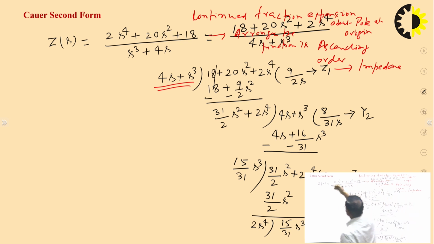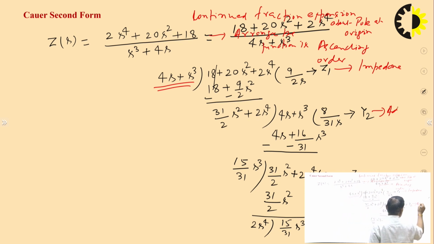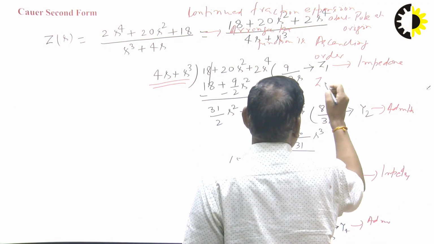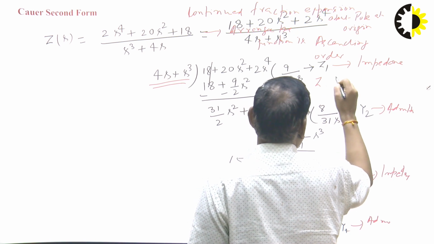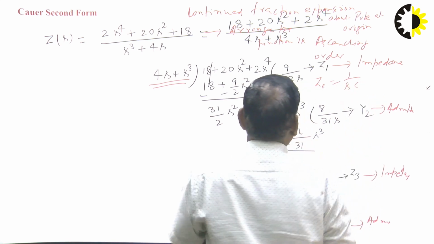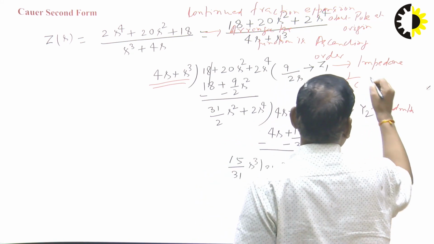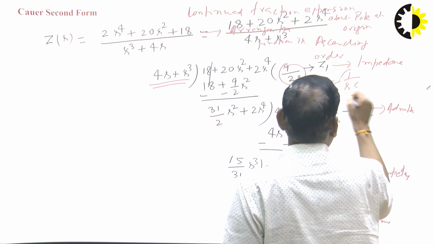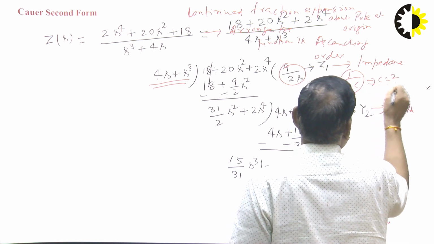If the function is impedance, this is impedance, this is admittance, and so on. So we can see that for the capacitive impedance, ZC is 1 by SC. It can be written as S and C is 2 by 9. So if you compare this, C is 2 by 9 farad.